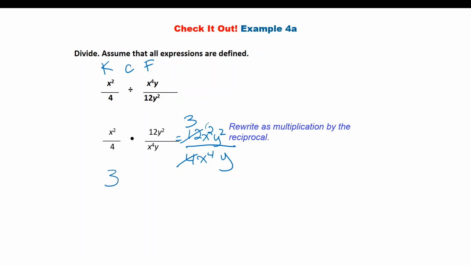And then our x's, we subtract here, so 2 take away 4 is negative 2, so that's going to leave me with x squared in the bottom. And for the y's, 2 take away, this is an understood 1, so that would leave us with 1y up here. So our answer is going to be 3y over x squared. I hope you were able to find that by yourself.